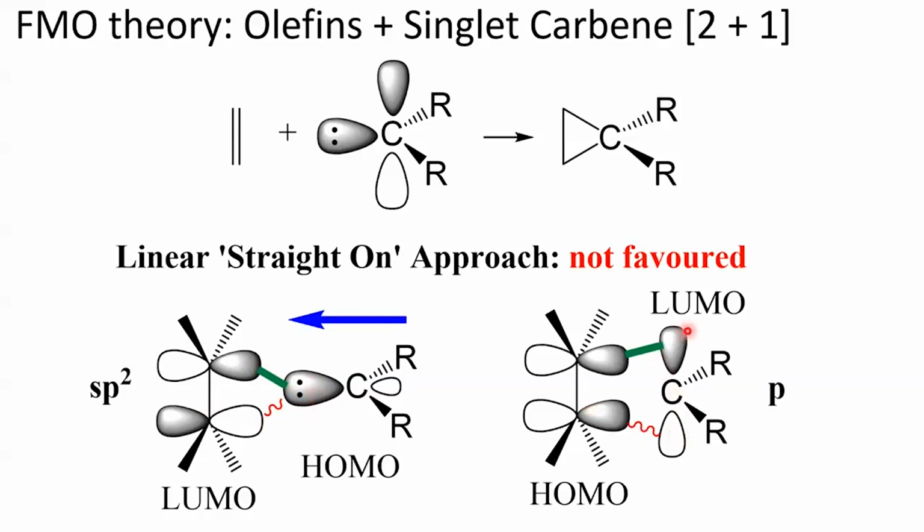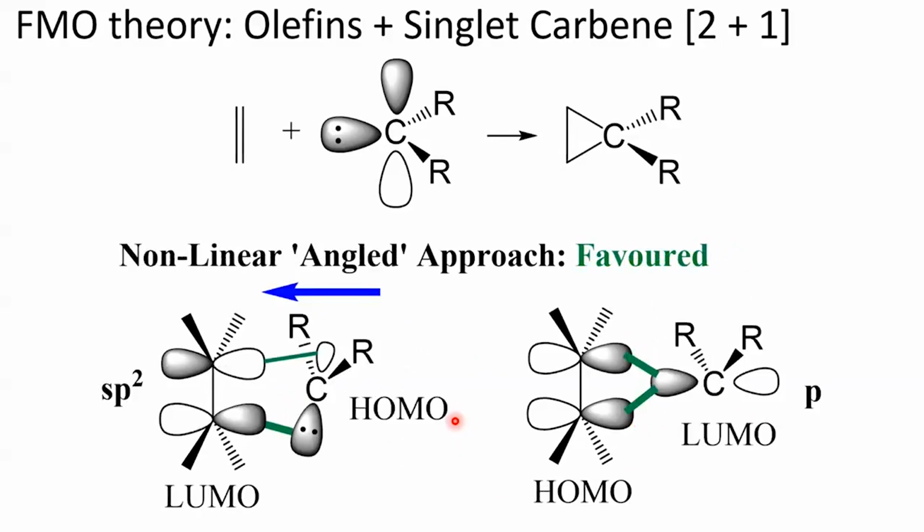Conversely, if we consider the empty p orbital of the single atom species, when we move this in a linear direction towards the highest occupied molecular orbital of the double bond species, again we see one bonding interaction but one anti-bonding interaction which cancels it out. So the net result is no bonding interaction seen for this linear, straight-on approach of the single atom species into the double bond. So if the linear straight-on approach doesn't work, what could work?